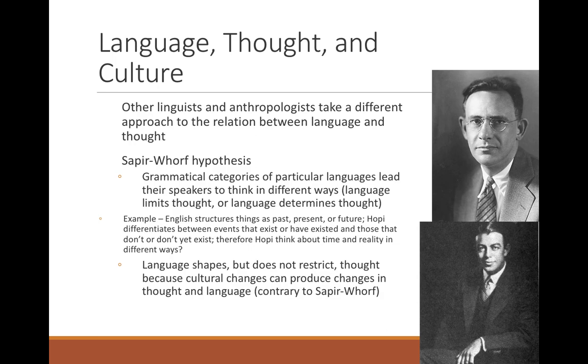The Hopi structure their world differently. They have the verb tense for that which is happening now or has ever happened, and the verb tense for that which has not yet happened. So basically, the past and the present are combined into one verb tense. According to the Sapir-Whorf hypothesis, this means that native Hopi speakers can't differentiate between the past and the present. So what is happening today and what happened yesterday are fundamentally the same thing, because their linguistic categories express that.